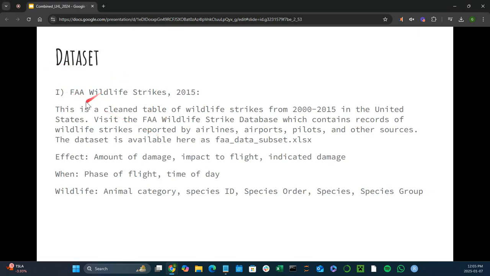So what was the data set that I looked at? I looked at FAA Wildlife Strikes 2015. It had a clean table of wildlife strikes from 2015 in the United States. Basically, you can visit this database, which contains records of wildlife strikes reported by airlines, airports, pilots, and other sources. The dataset is available here. I think there was a link to this on my PowerPoint. The effect is the amount of damage, impact on flight, indicated damage, phase of flight, and time of day, and wildlife is the animal category, species ID, species order, species, and species group.